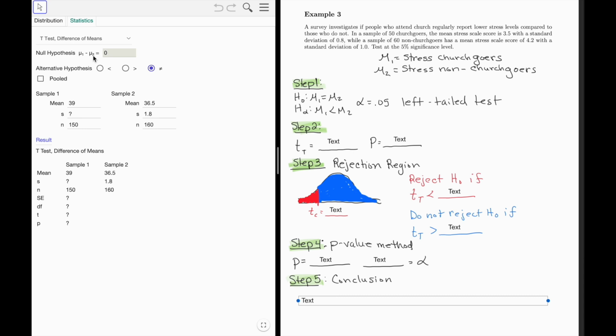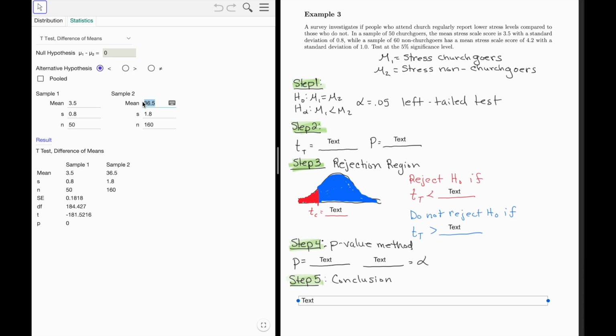GeoGebra uses mu1 minus mu2 is equal to 0 for the null hypothesis, but as I stated, that would be the same as saying mu1 is equal to mu2. We're doing a left-tailed test, so I'm going to choose this option. And then I'm going to put in all the information from the samples. From sample 1, it says we have 50 churchgoers, and we have a mean stress score of 3.5, and we have a standard deviation of 0.8.